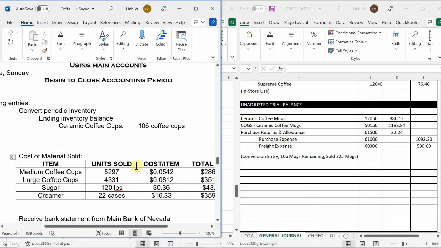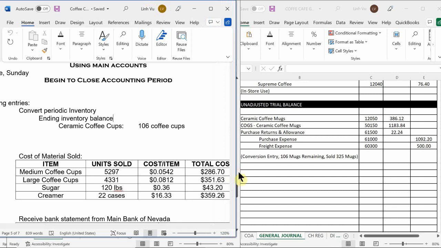you sold a total of 5,297 cups. I sold that many medium cups. For the large cups, I sold 4,331 cups. And for the sugar, I used up 120 pounds of coffee. And for the creamer, I used 22 cases. So here's the cost per item for them, okay?